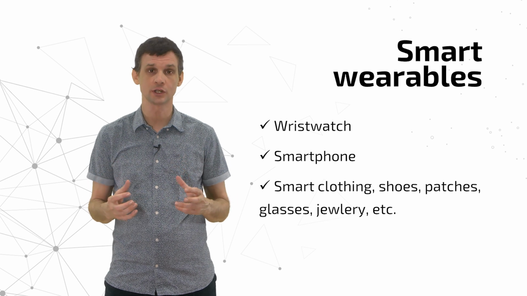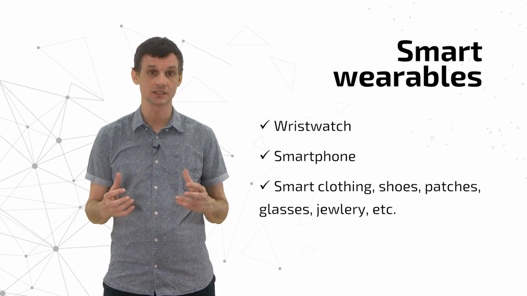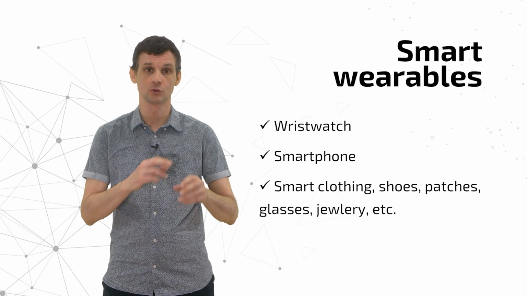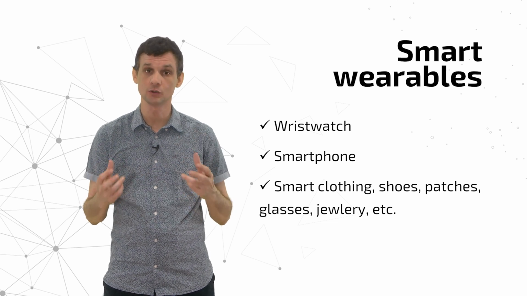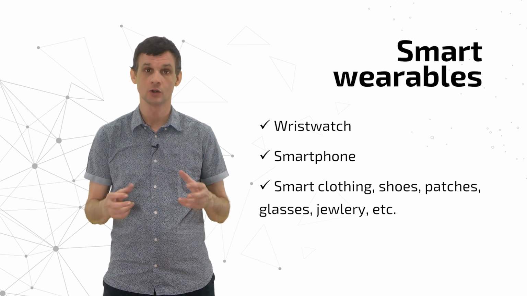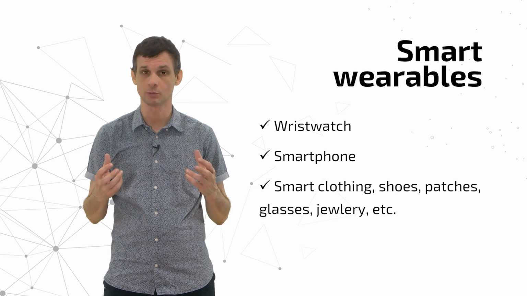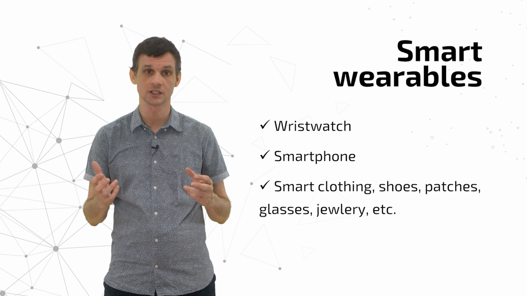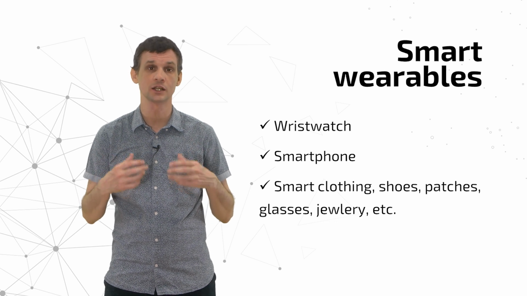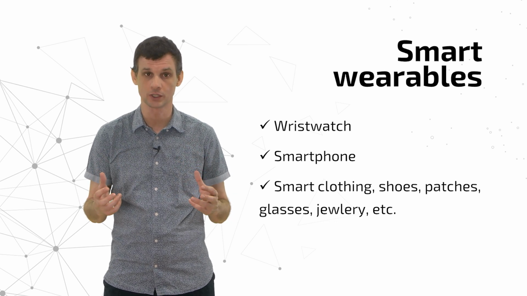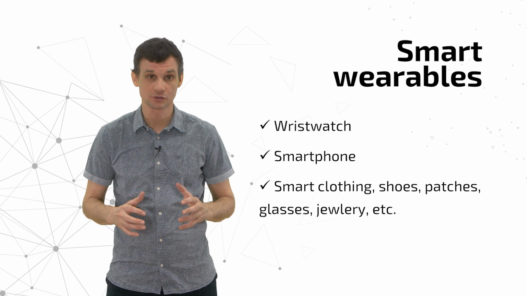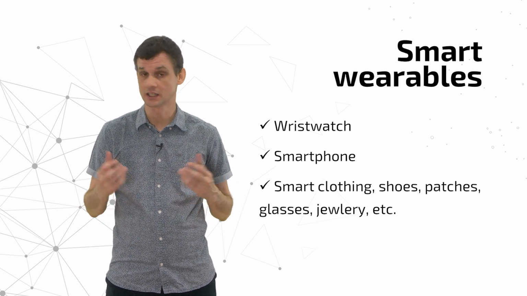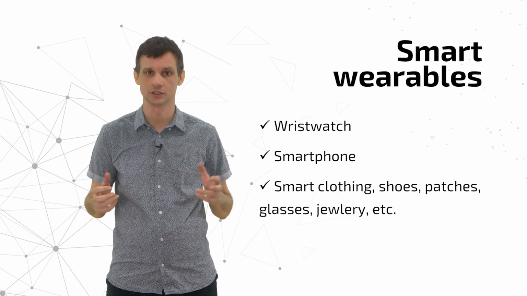The most popular and widely recognized wearable devices are smartwatches and fitness bands. They are worn on wrists and can have their own display or user interface, or they connect to the user's mobile phone. A smartphone, with its multitude of sensors, is often used as a smart wearable as well, as we will see in the following. There are many types of smart wearables: smart clothing, shoes, patches, glasses, smart jewelry, and so on.